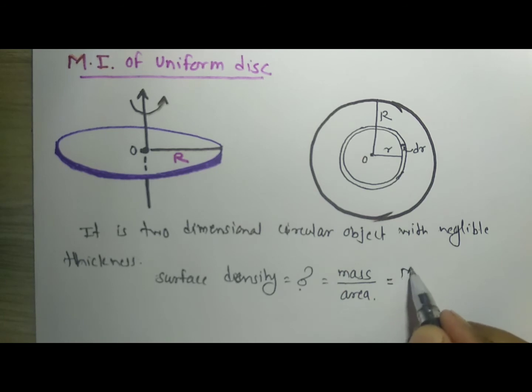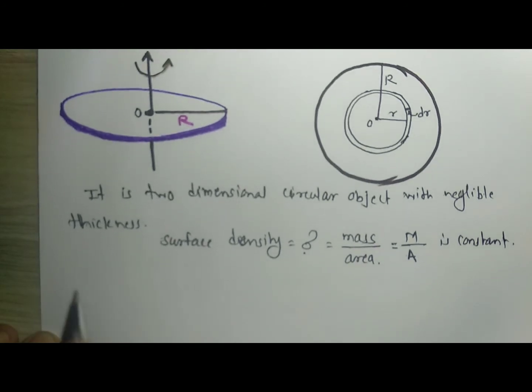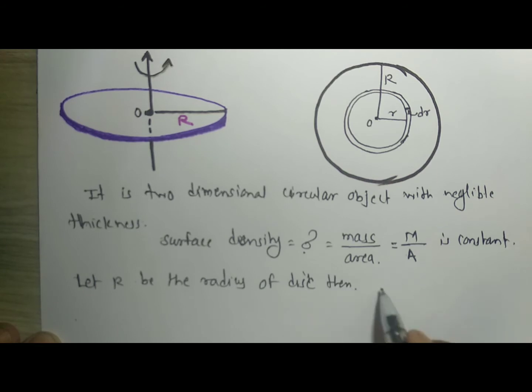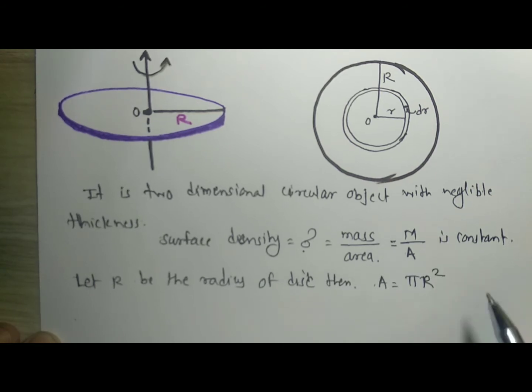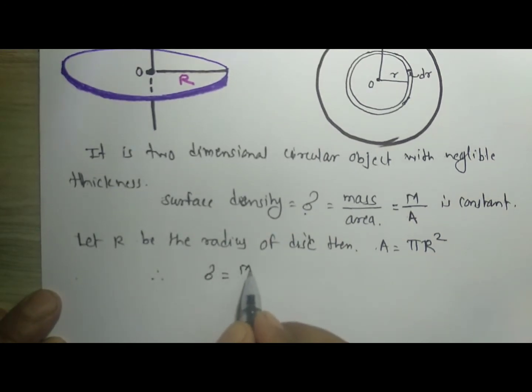Let us consider m be the mass of that disk and area be A, and it is constant everywhere because we consider our disk is a uniform one, and therefore let r be the radius of disk, then A is equal to pi r square, because the area of that disk is the area of a circle, given as A equal to pi r square, and therefore sigma is equal to m divided by pi r square.